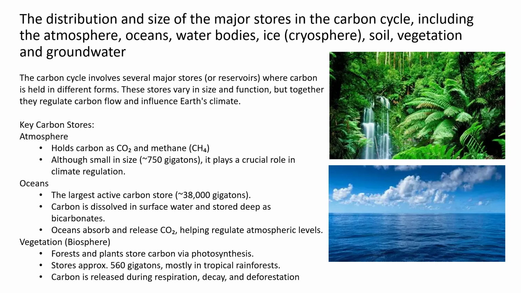We do have carbon stored in our atmosphere. It holds carbon as carbon dioxide or methane predominantly, and both of those are absolutely essential to life on Earth and regulating our atmosphere and our global temperatures, but can also play a key role in climate change, anthropogenic climate change. Our oceans are a key carbon store.